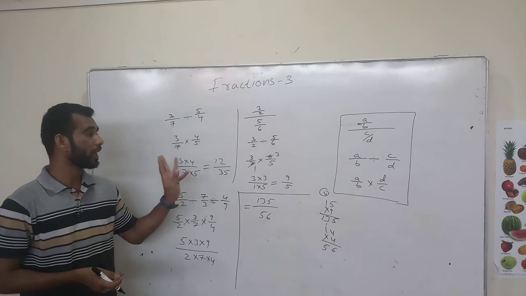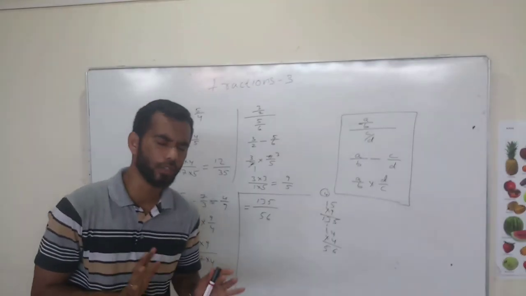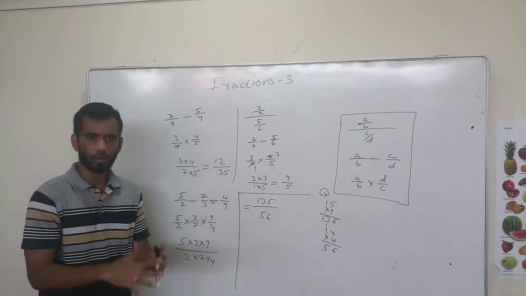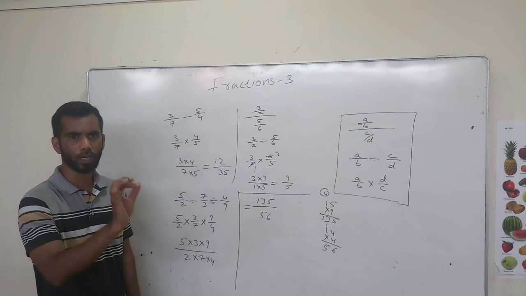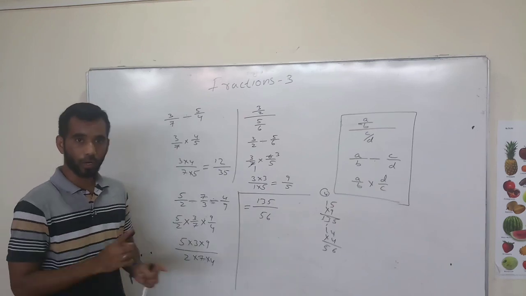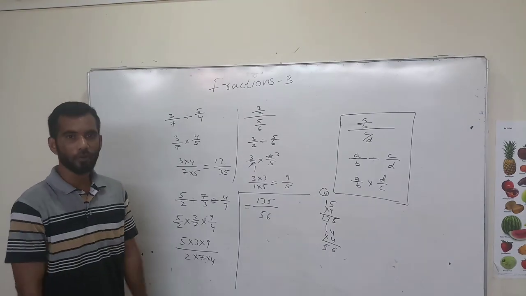Now, for multiplication and division, remember, you need not go for like or unlike fractions. For addition and subtraction, it is a must and necessary to convert unlike to like fractions. Hope everyone understood.